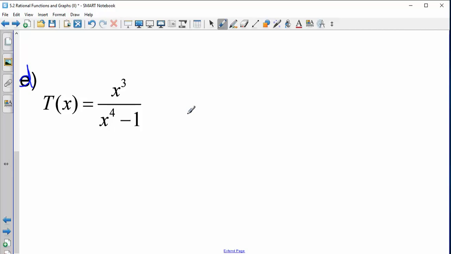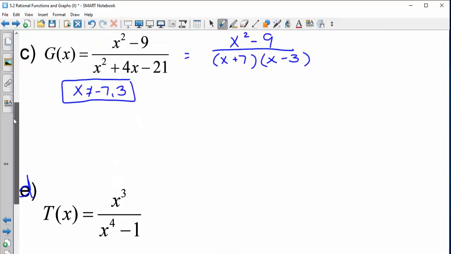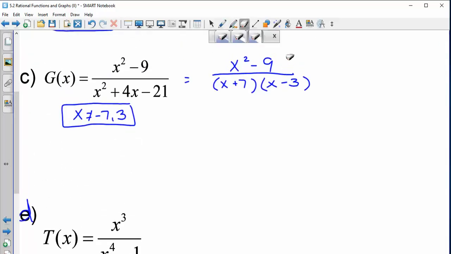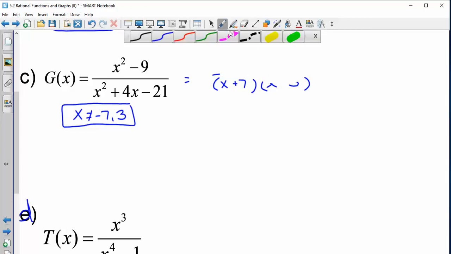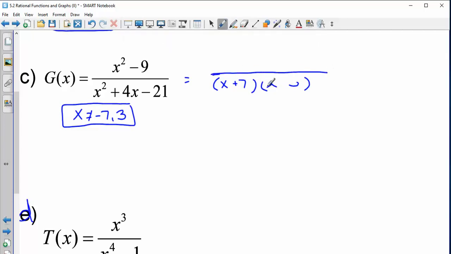And on the last one, we do not factor out the top. You can, so that is a very good point. If I factored the top, how do you factor x squared minus 9? So it will factor into x plus 3, x minus 3. Now what actually happens? Those x minus 3's cancel, so you get x plus 3 over x plus 7.